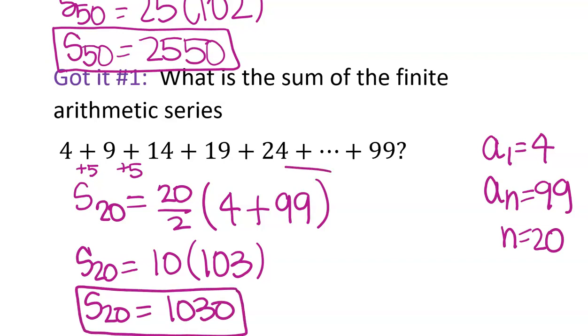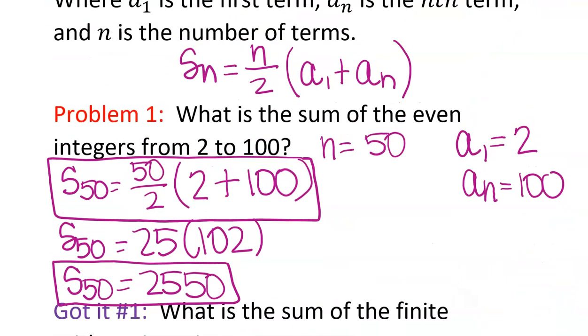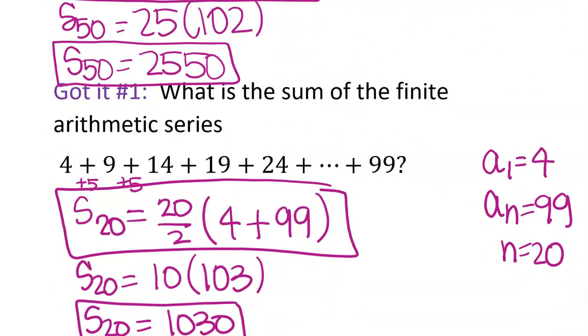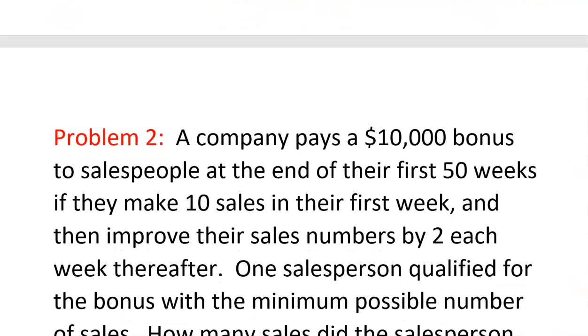Again, give me the answer. Also give me the formula that you used to get the answer. I do not want you to keep writing S sub n equals n over 2 times A sub 1 plus A sub n. Put the numbers in there, please, so I know exactly what you're using.